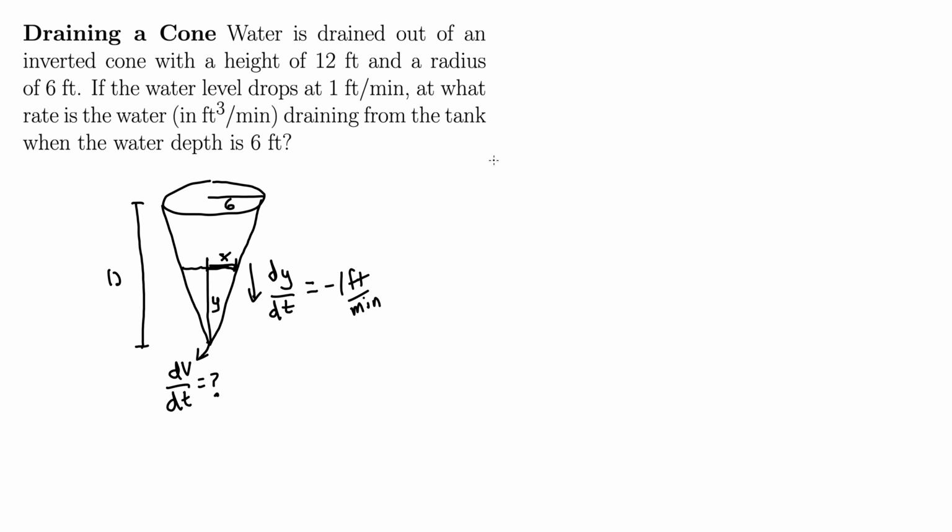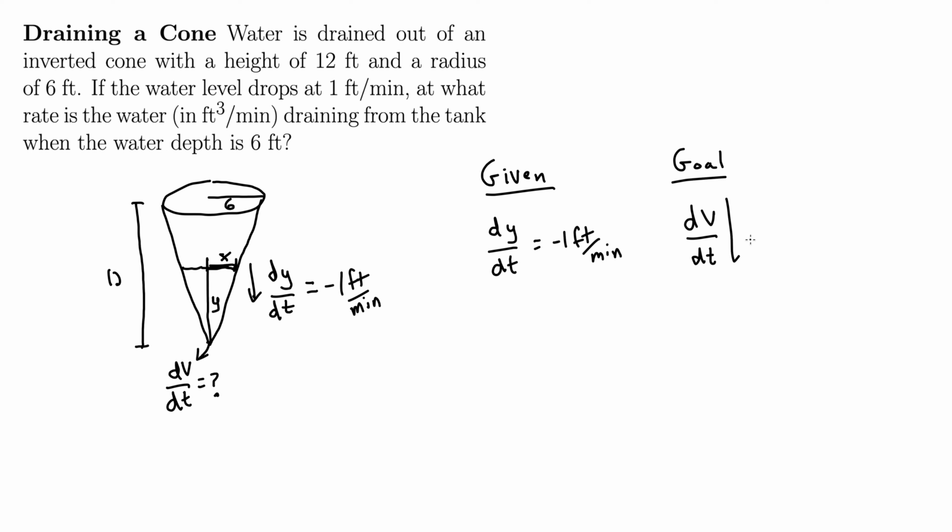Okay, so let's identify our givens and our goal. So what's given? We're really just looking at the rates here. We have dy/dt is -1 foot per minute. This just helps us keep track of what we're doing. The givens are good, but the goal is what to really focus on. The goal is dV/dt. Well, we just decided that it wasn't constant, so when? It looks like when the depth is 6 feet, when y equals 6.